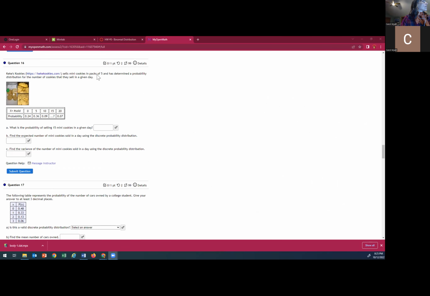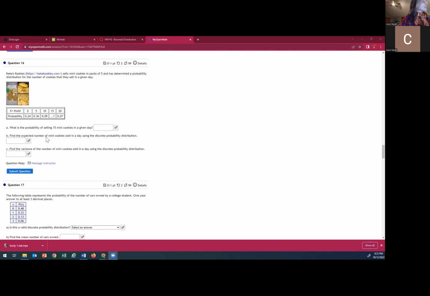The company sells cookies in packs of 5. If this is going to be a discrete probability distribution, this bottom row has to add up to 1. These have to be all the choices. There can be no missing choices. So figure out what number makes it add up to 1.